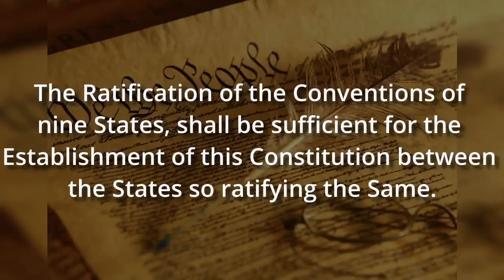Reading Article 7, we find, "The ratification of the conventions of 9 states shall be sufficient for the establishment of this Constitution between the states so ratifying the same." Only the states could ratify the Constitution, and according to Article 5, only the states could amend the document. Which means one of the unique things about the United States is that both the people and the states have a vested interest in the government of the United States and should have a say in any legislation. Now, originally, that was the case, but that changed over a century ago.